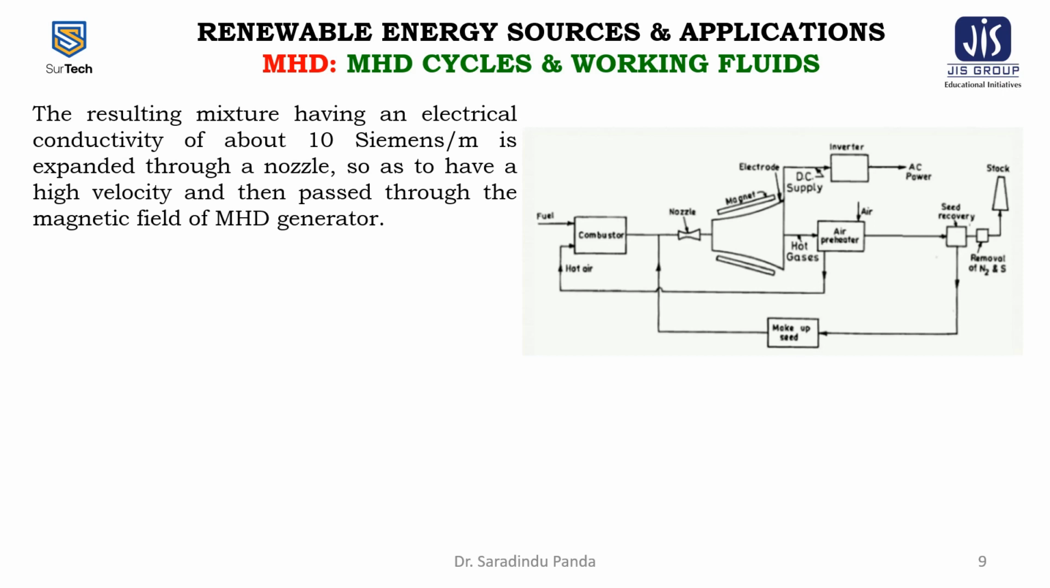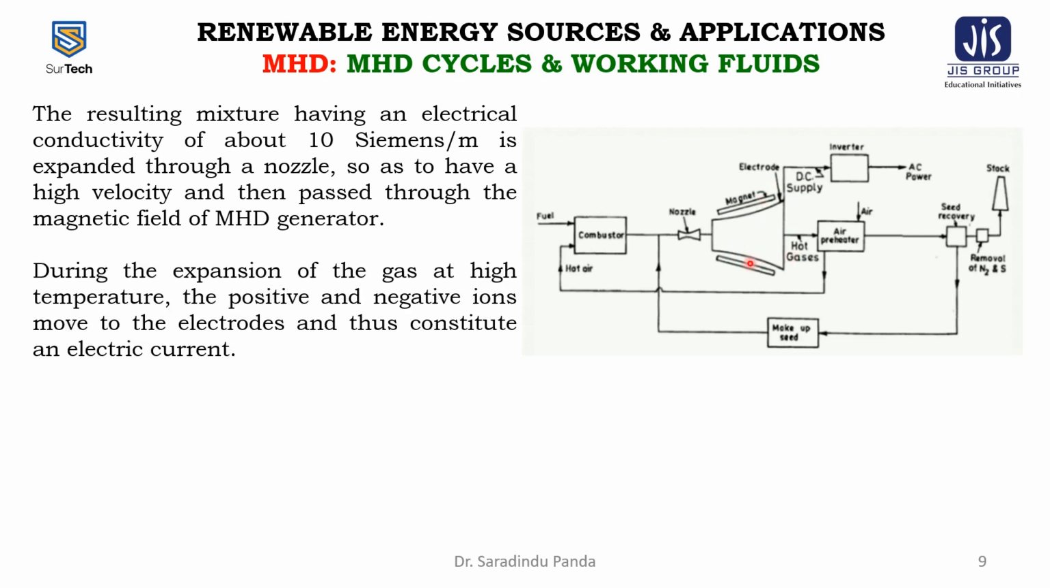The resulting mixture, having an electrical conductivity of about 10 Siemens per meter, is expanded through a nozzle so as to have a high velocity and then passed through the magnetic field of the MHD generator. During the expansion of the gas at high temperature, the positive and negative ions move to the electrodes and thus constitute an electric current.